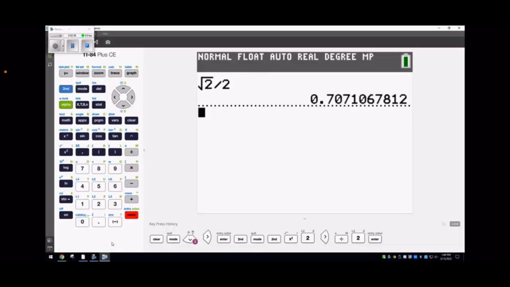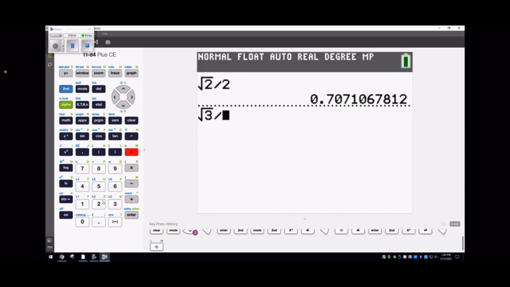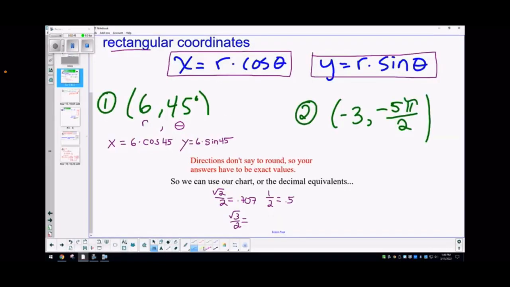So I'm going to go ahead and type that into the calculator. You might remember this from last year. Square root of 3 divided by 2 is 0.866. Because if you're going to do these questions and use your calculator, you do have to know the decimal equivalent because you want to make sure that you write your answers using the square roots, the exact values.